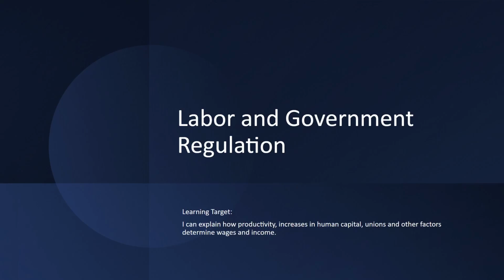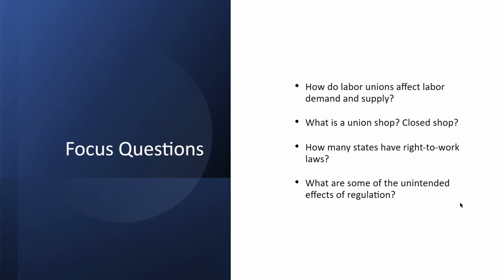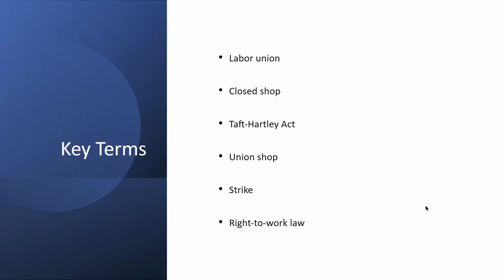Okay, so this is labor and government regulation, and your learning target is that you can explain how productivity increases in human capital, unions and other factors determine wages and income. So you have some focus questions. You're going to be looking at how do labor unions affect labor demand and supply, what's a union shop and a closed shop, how many states have right to work laws, and what are some of the unintended effects of regulation. We have key terms here: labor union, closed shop, the Taft-Hartley Act, the union shop, strike, and then right to work law.